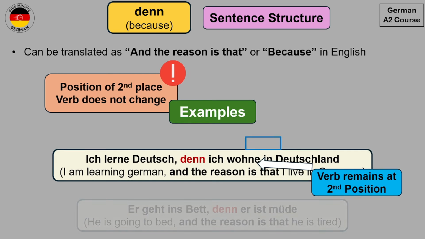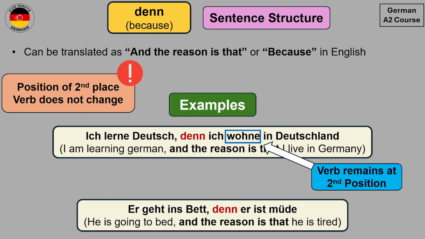Let's take a look at another example. So we have the sentence Er geht ins Bett, denn er ist müde. He is going to bed and the reason is that he is tired.